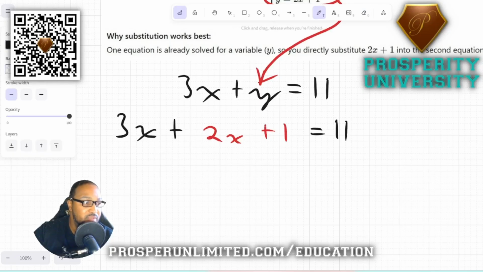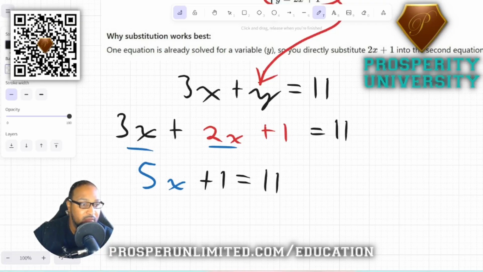Now we have like terms: the 3x and the 2x, and we can combine those. 3x plus 2x, 3 cheeseburgers plus 2 cheeseburgers would make 5 cheeseburgers. And then bring down what's left. We still have the positive 1, and then we have the equals 11. We substituted for the y, and now we can solve for x.